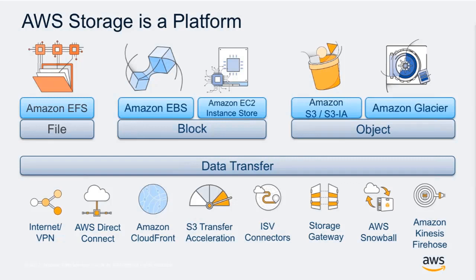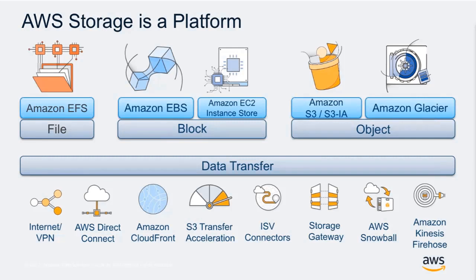For block storage on the EC2 instances, we have either Amazon EBS, Elastic Block Store, or Amazon EC2 Instance Store. These block devices are used for the root volumes on the instances, but can also be used to build your own file systems. You can also store your data in object storage using Amazon S3, S3 Infrequent Access, or Amazon Glacier.